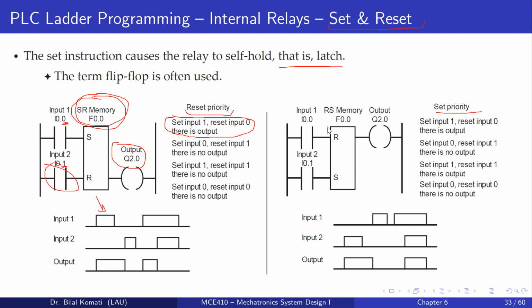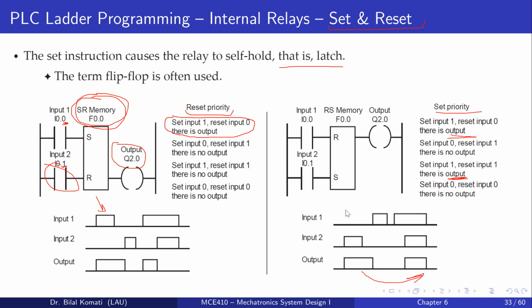And if we do the opposite, where the priority is for setting, if we set input 1 and we reset input 0, there is an output. Since we are setting, if we set input 0 and we reset input 1, there is no output. And if we set input 1 and reset input 1, there is output. So these two cases will give output, otherwise we don't have output. We have outputs in two cases.